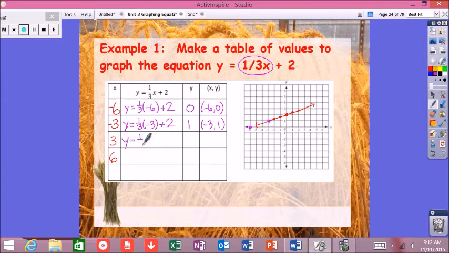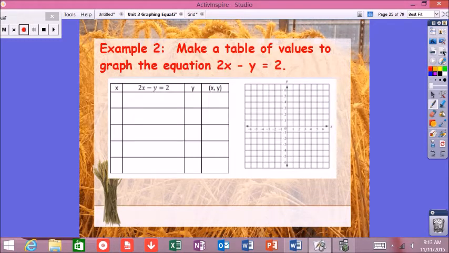You do the same thing with 3. Plug in a 3. 1/3 times 3 is 1, plus 2 is 3. And 1/3 times 6 is 2, and 2 plus 2 is 4. Both of these values are also found on the line, the (3, 3) and the (6, 4), and I'd have to extend that line out. So you can choose any number to plug in for x and solve for y. Sometimes with a fraction, it's easier to choose numbers that are divisible by that denominator. Otherwise, estimate as best you can on your graph.